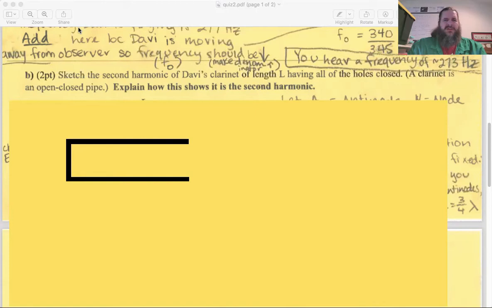So let's say we're treating this as, do you want to treat this as the pressure of the air or the location of the molecules? That is a pressure wave or a displacement wave.